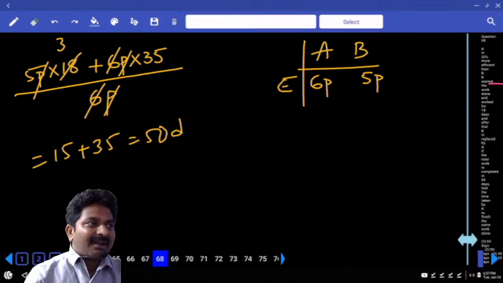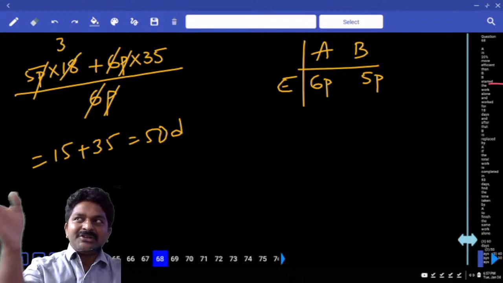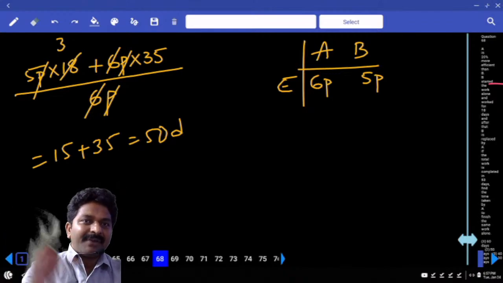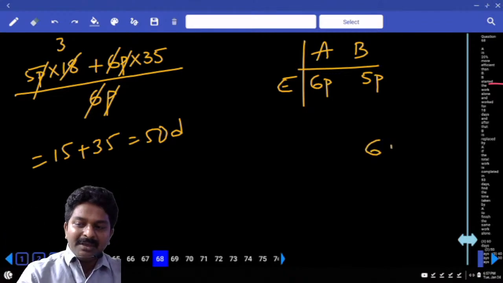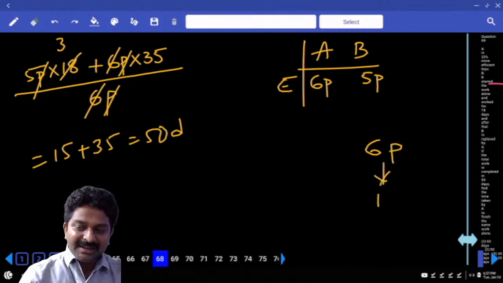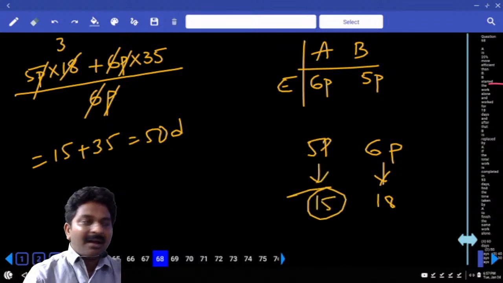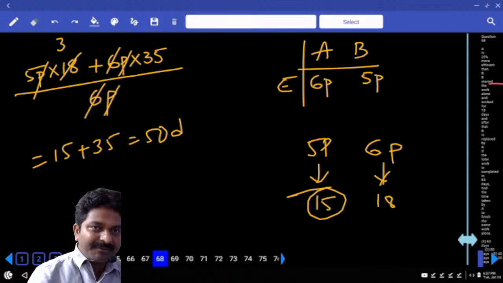The previous method, I like it very much because you don't have to write anything. Efficiency ratio 6:5. Time ratio 5:6. B 6 parts, which is 18. A will take 5 parts time, that is 15. Already he worked for 35 plus 15, 50, final answer.